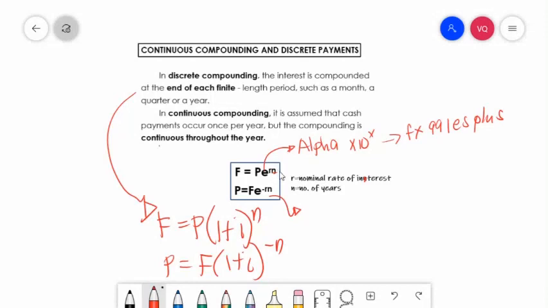Since we used T as the number of years in our previous topics, F is equal to P E raised to RT. Okay? But if you want to get the value of your present, it is equal to F E raised to negative RN.